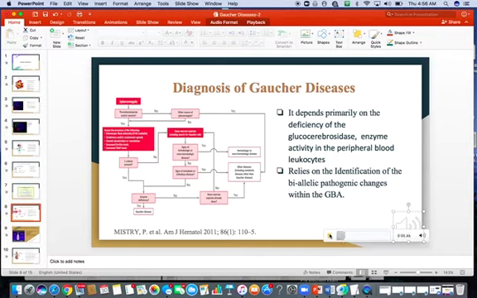This is a step-by-step diagram representation of the diagnosis of Gaucher disease. And as I said earlier, Gaucher disease happens as a result of the deficiency of glucocerebrosidase, with enzyme activity measured in peripheral blood leukocytes, and it usually relies on identification of biallelic pathogenic changes within the glucocerebrosidase gene.